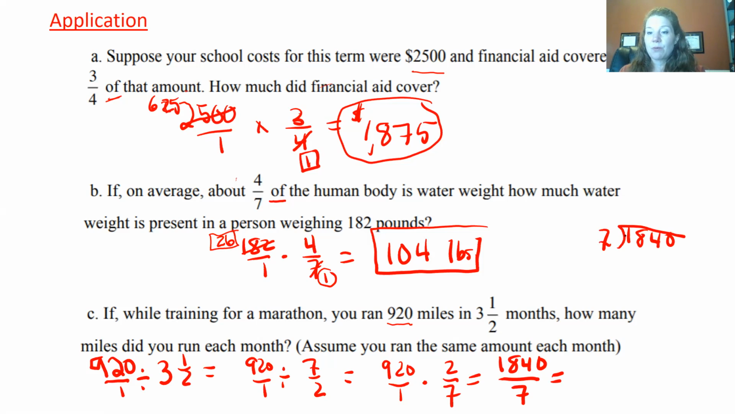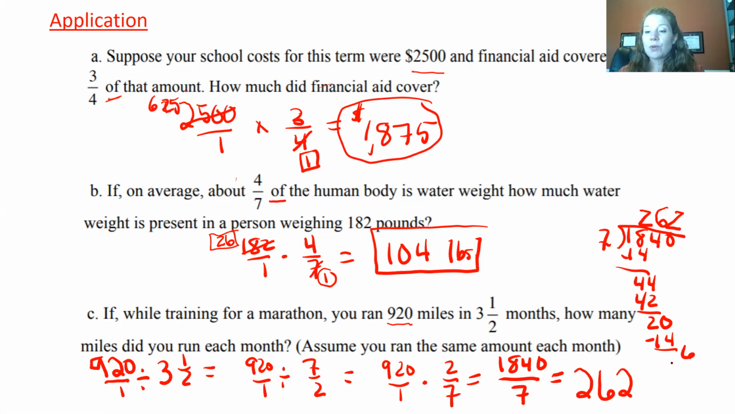Now I want to know how many full times 7 will go into 1,840. 7 won't go into 1, but it'll go into 18 2 times. 2 times 7 is 14. Now subtract, bring down my 4. 7 will go into 44 6 times. 6 times 7 is 42. Bring down my remainder and then bring down my 0. 7 will go into 22 2 times, with 6 left over.